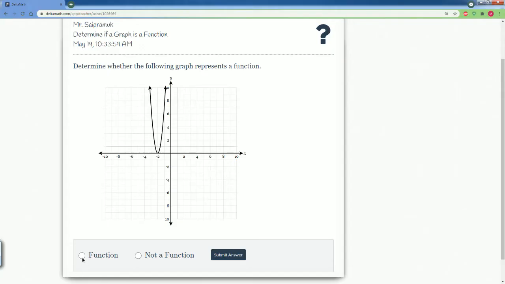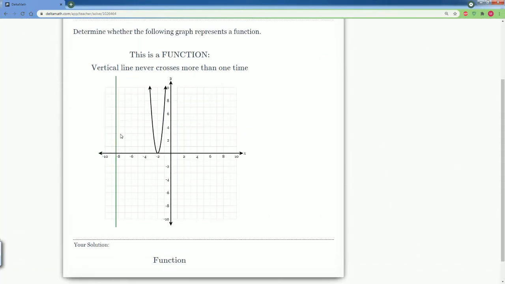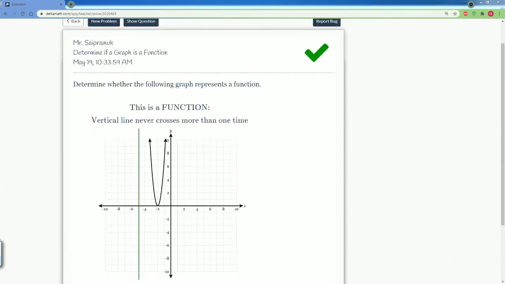So we can come back here and hit it's a function. Hit yes, and you're going to now see it shows the vertical line test, and it crosses only once, nothing more. Let's do it one more time.